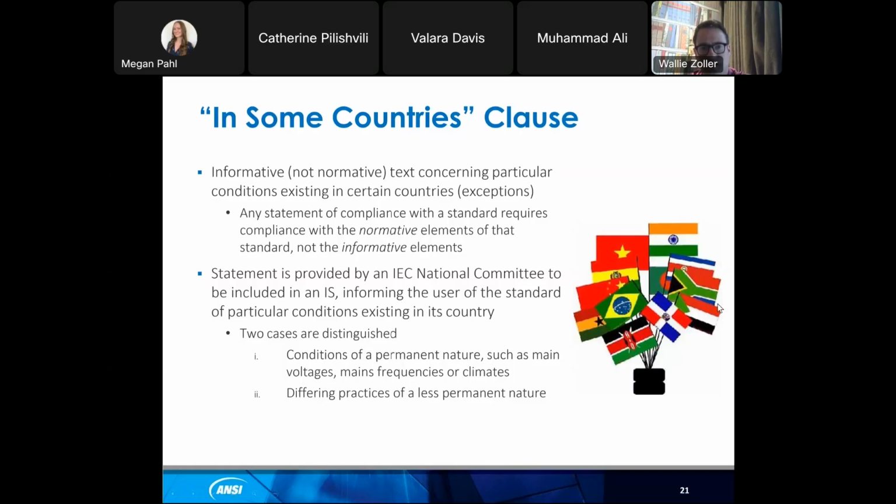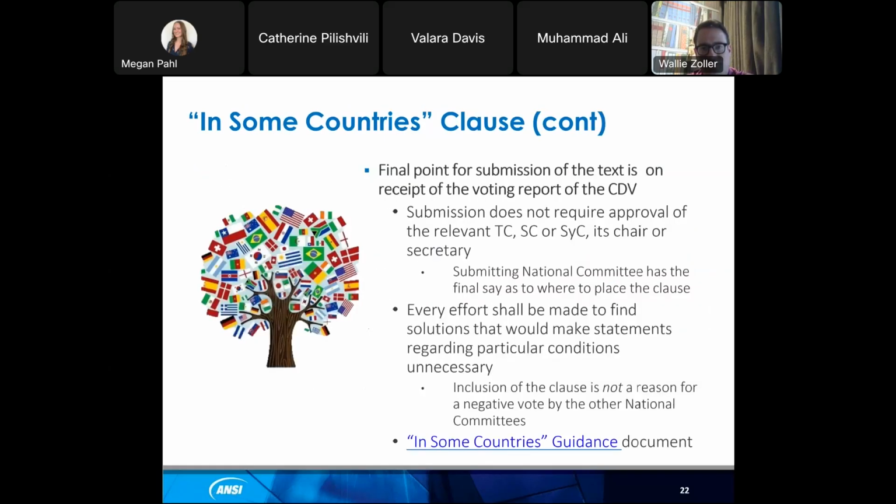And I believe there's one more slide, which takes us to the final point of submission for the text, which is the committee draft for vote, or the CDV. That submission does not require the approval of the technical committee, subcommittee, or systems committee, its chair or its secretary. The national committee has the final say as to where to place that in the clause, because it will directly impact their country. And then every effort should be made to find solutions that would make those statements unnecessary. They sometimes, again, are necessary to get these standards across the finish line, and that's why their inclusion is sometimes necessitated.